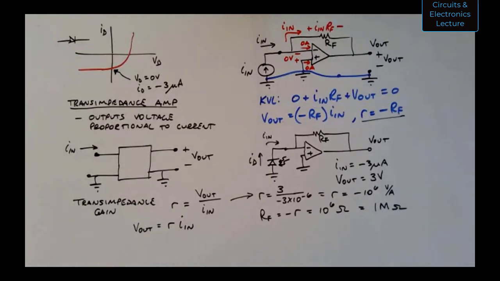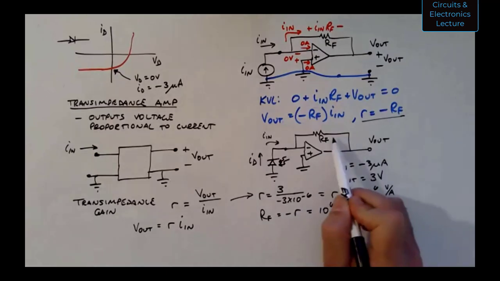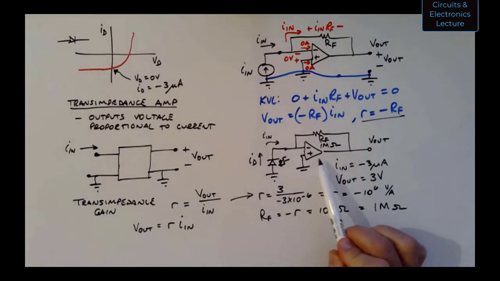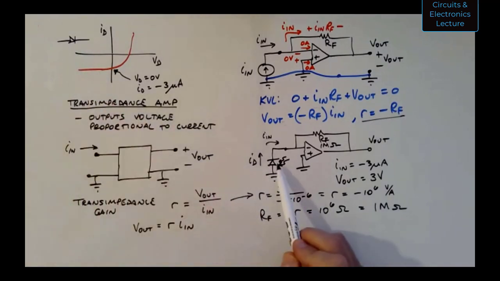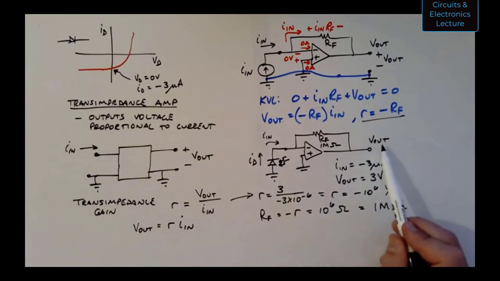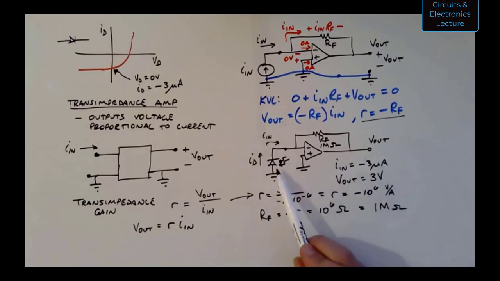All right. Okay, so if I set RF to 1 megaohm, I power up an op amp, I make these connections, I take this photodiode, I insert it here, oriented as shown, then I have a light sensor that produces 3 volts at the output when this diode is exposed to light and producing 3 microamps. Okay, any questions on that? I'll show you a measured example. I actually built this up and I'll show you the measured example. But any questions before I move to that?